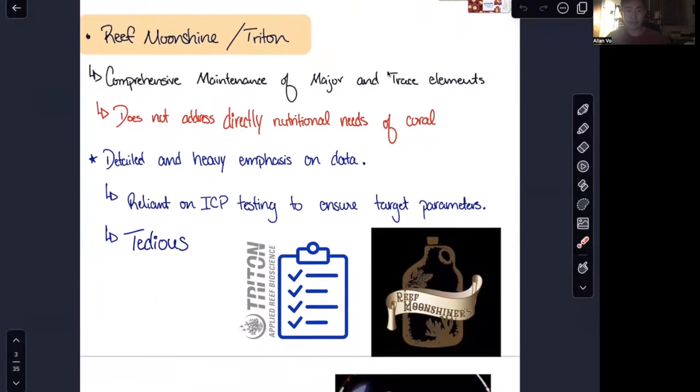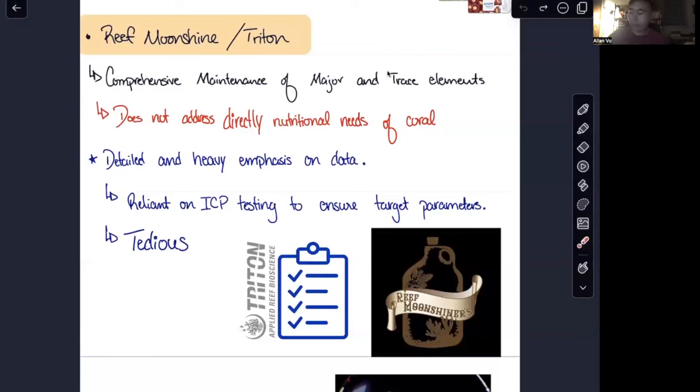Next, I kind of think of this as an evolution of the Balling method. It's like Reef Moonshine, Triton. What they do is they provide a comprehensive maintenance of your major and trace elements because you dose these elements individually. And so you have precise control of how much goes into your system. And you can understand the depletion and then calculate it for your own individual needs. An issue with this, I think, is that it does not directly approach nutritional needs, or doesn't exactly supply all the nutritional needs for the coral.